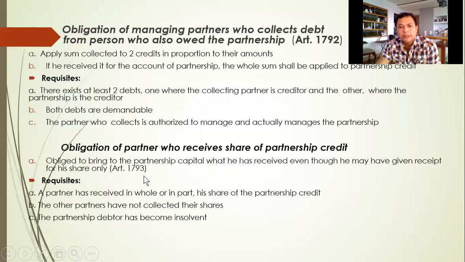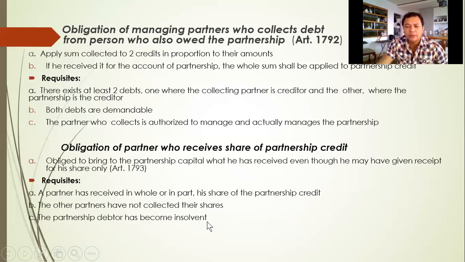is already insolvent. Let's say there are 3 partners, and this person owes the partnership 1.2 million pesos. No, so the person is paying the partnership through the partner, and the partner received the payment, which is only good for 400,000 pesos. So 400,000 pesos is 1/3 of 1.2 million. So he says, ako na ning share. This is now my share. So the other partners, you have to wait, no? Because this person is still insolvent.